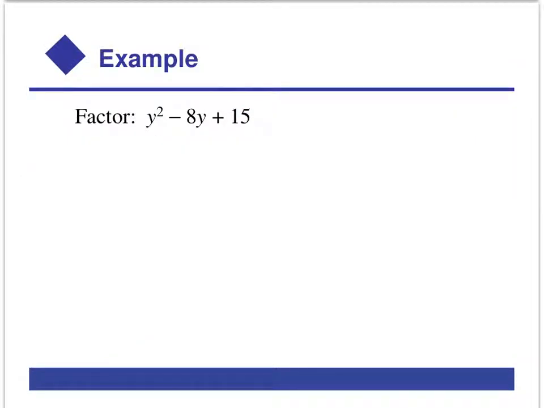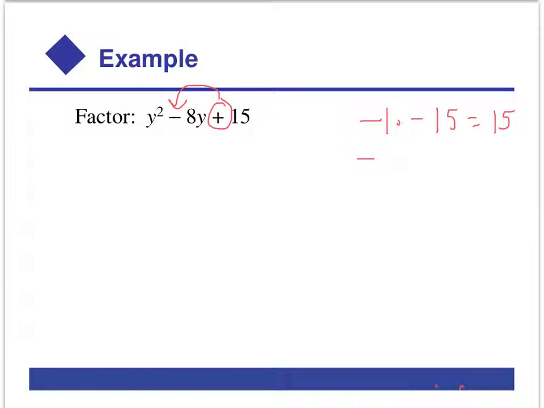So let's look at this one. What's the sign? It's positive. These are negative, so our factors are going to be negative. So we need factors of 15 that when multiplied give us 15, and when added together give us a negative 8. And remember, our factors have to be negative. So we get negative 1 times negative 15 gives us a positive 15.